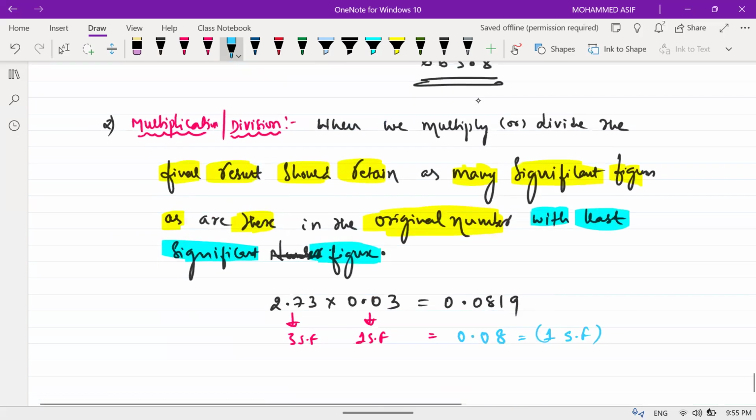Then in multiplication and division, whenever you are multiplying or dividing, you must see that the final result has only that many significant figures as the number with the least significant figures. Like here I multiplied 2.73 into 0.03. The answer is 0.0819, sorry. 2.73 has 3 significant figures. 0.03 has 1 significant figure. So your answer should also be written with the least number of significant figures, that is 1. Am I clear?